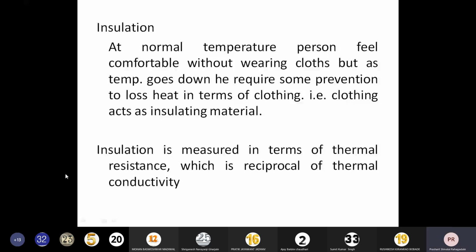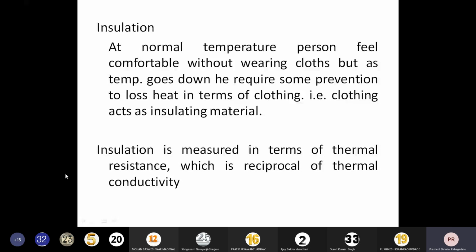But as we said, at normal temperature, 28 to 30 degrees, we will feel comfortable in a normal room temperature. But if it goes down, then we require some prevention to this loss of heat, and that we have done with the help of clothing.